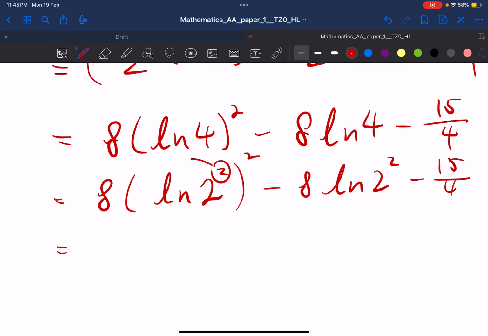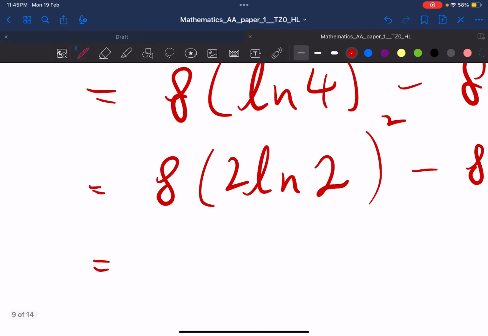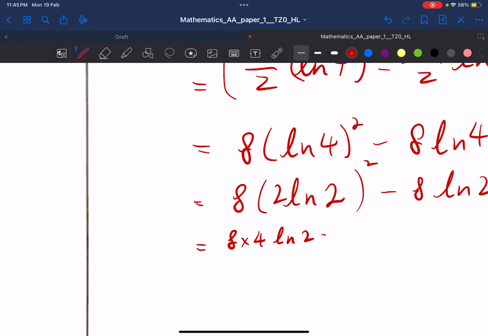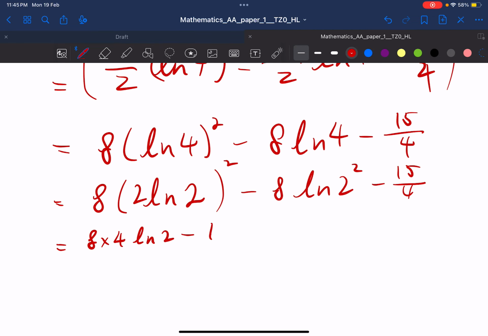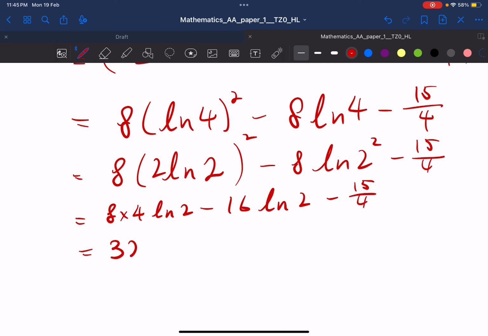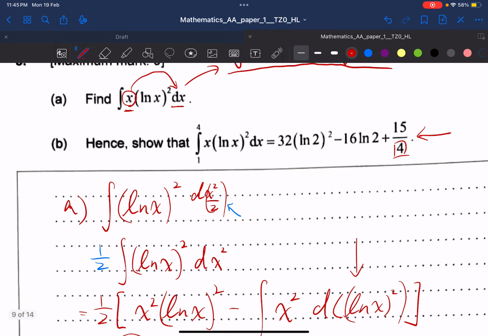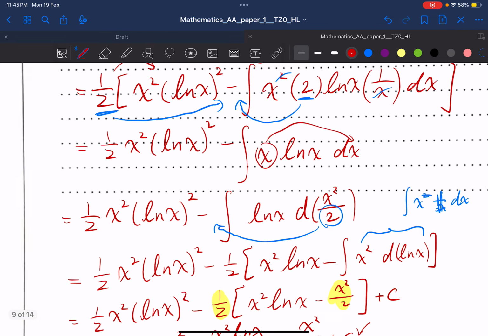So again, put this to the front. We've got something that looks like this, 2. And then according to the indices law, 2 ln 2 all squared would be 8 times 2 squared, which is 4, and then ln 2 squared. Same logic here. So 2 to the front, we got 16 ln 2 minus 15 over 4. And then do this carefully again, then I think we will have their answer at the end. Sorry, forgot the square. Okay, so I think this is exactly the question requirement, just to double check. 32, 16, and 15 over 4. Yeah, right?